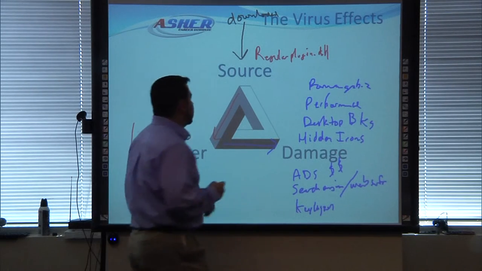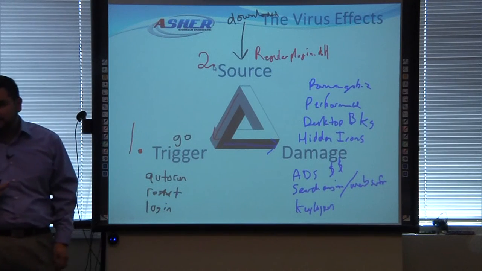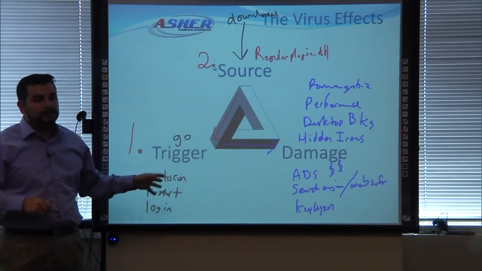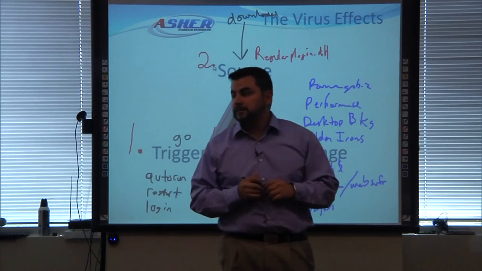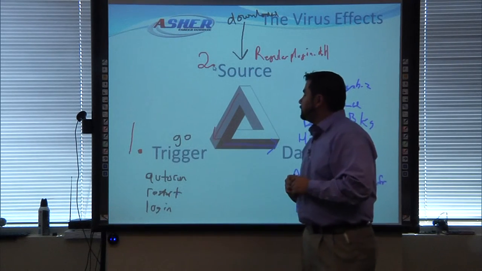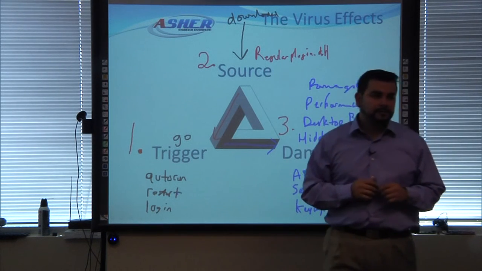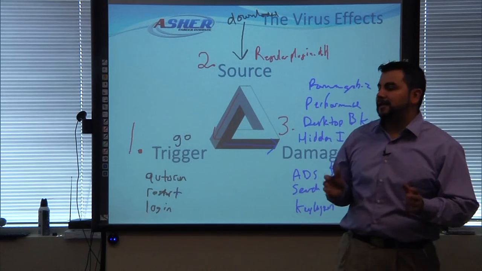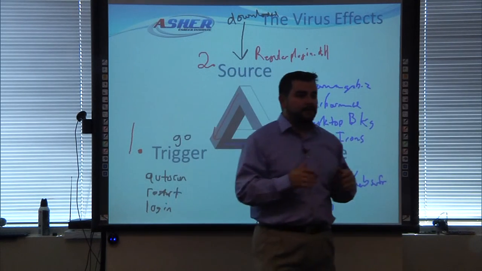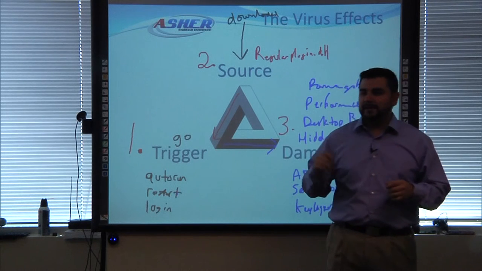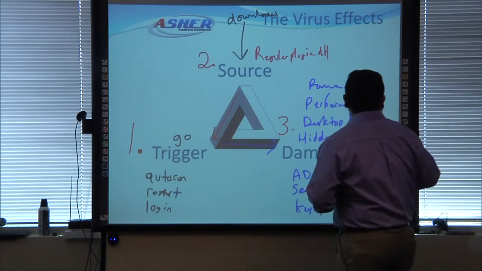Once you've stopped the trigger, you want to delete the source file. A lot of the times they'll be back to back, because if you can find the trigger, it will tell you where that source file is, okay? And then the last thing you wanna do is fix the damage. Fixing the damage is always the last thing, because again, you don't wanna get stuck in a never-ending circle where you're fixing the desktop picture and then it happens again and so on and so on, okay? So let's go ahead and take a look at some of these.